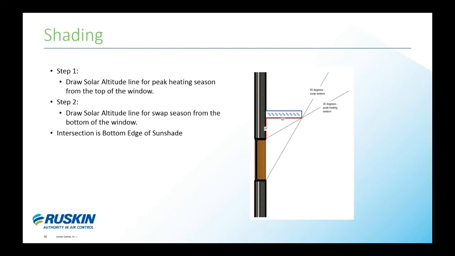Step 1: Draw a section view of the window and draw an altitude line for peak heating season from the top of the window. Step 2 is to draw a solar altitude line for the swap season from the bottom of the window. The intersection is where the bottom edge of the sunshade goes.